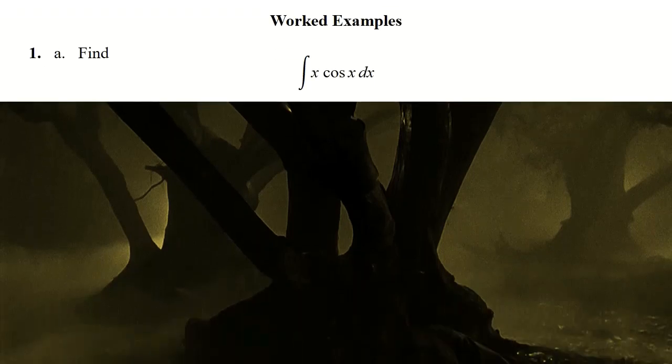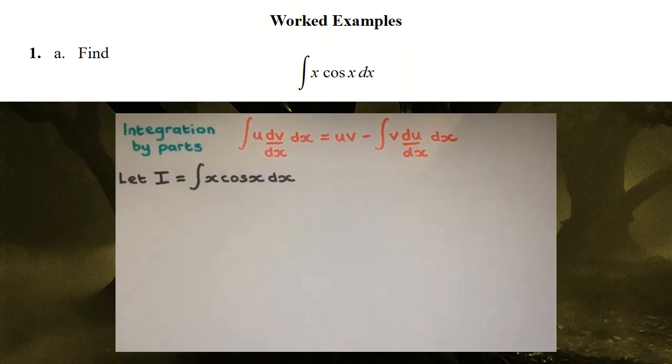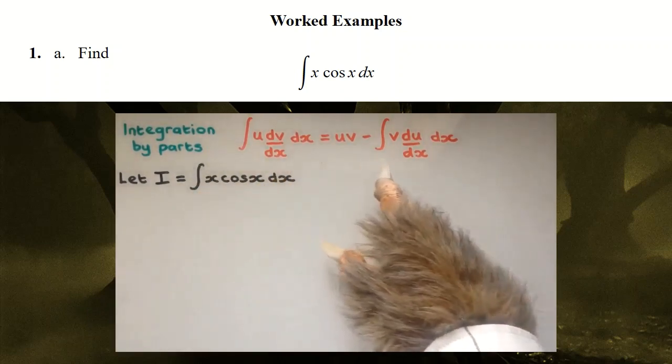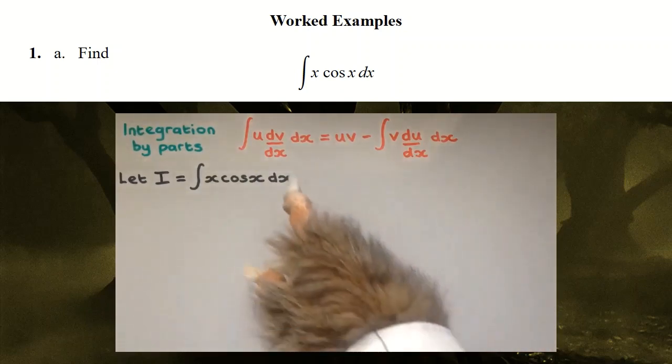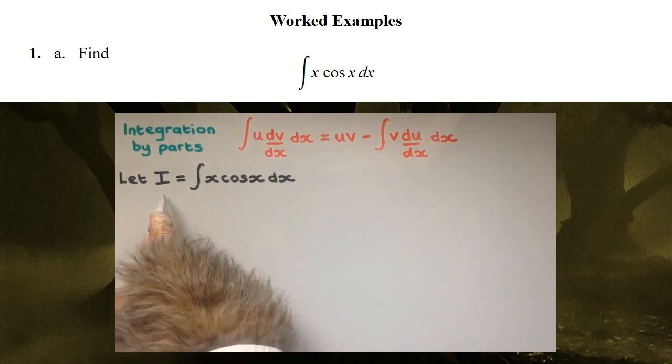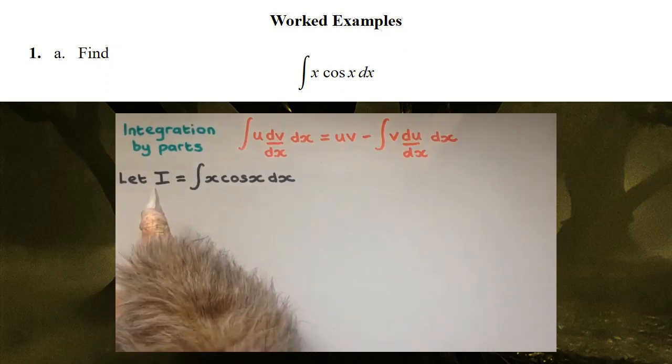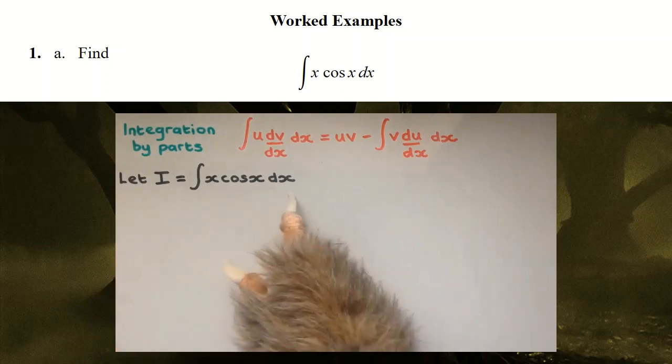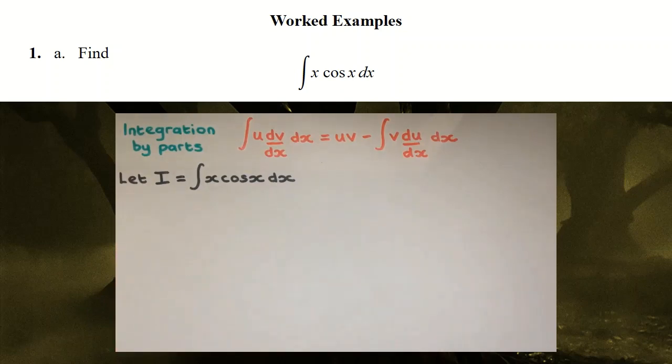So in our first worked example, we're going to integrate x cos x with respect to x. This is the first worked example on integration by parts. So what I've done is I've written out our integration by parts process up here. We're going to refer to this constantly throughout these worked examples. And the first thing to do is to let capital I for integral equal our question, which is the integral of x cos x with respect to x, which is the dx here.